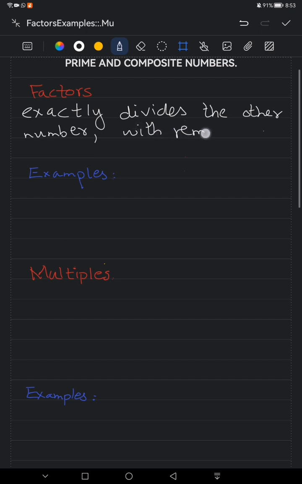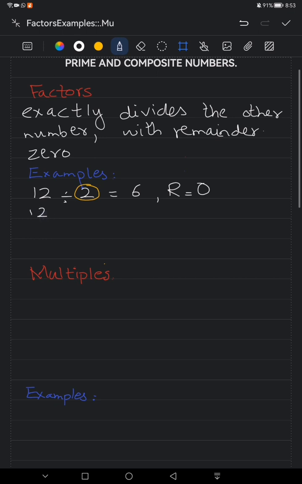With remainder 0. For example, if I divide 12 by 2, the answer is 6. And here the remainder is 0. There is no remainder left when we divide 12 by 2. It exactly divides 12. So the answer is 6. So I can say that 2 is a factor of 12.